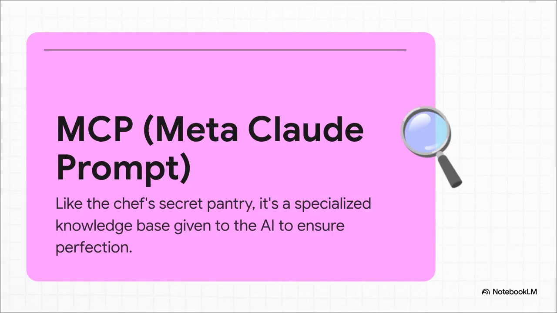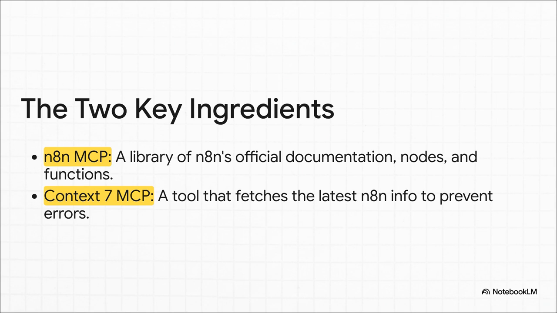Okay, but any good chef needs a well-stocked pantry, right? The best ingredients. Well, that's exactly what an MCP or a MetaClaude prompt is. Think of it like a secret pantry, a specialized knowledge base that we give to the AI, containing everything it needs to know to cook up a perfect n8n workflow. And for this particular recipe, our chef needs two key ingredients from that pantry. The first is the n8n MCP, which is basically the whole cookbook, all the official rules and functions of n8n. The second, the context of an MCP, is kind of like a fresh food scout.